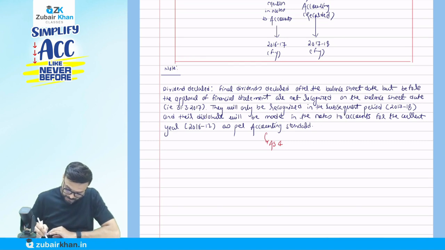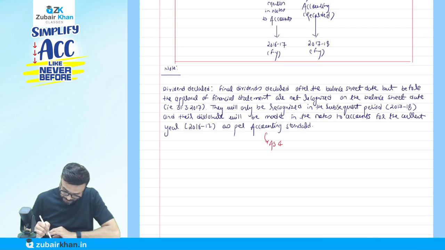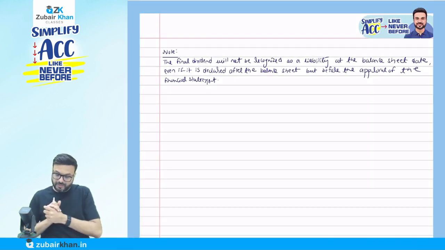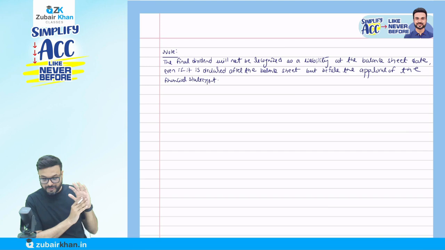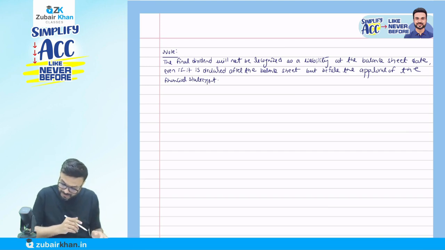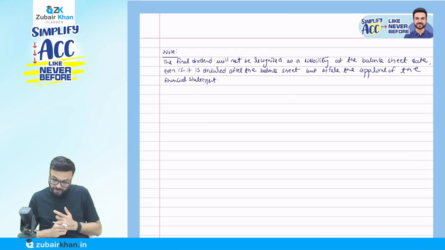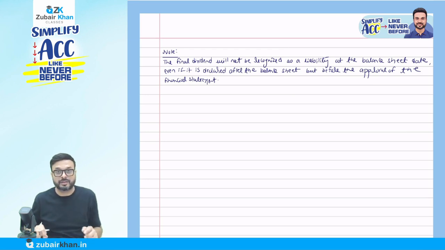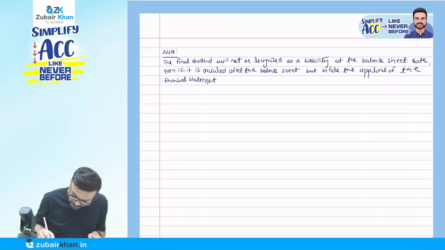Now write down here. The final dividend will not be recognized as a liability at the balance sheet date, even if it is declared after the balance sheet date, but before the approval of the financial statement. For your reference, you can write it down: balance sheet date is basically 31st of March 2012 in our case.